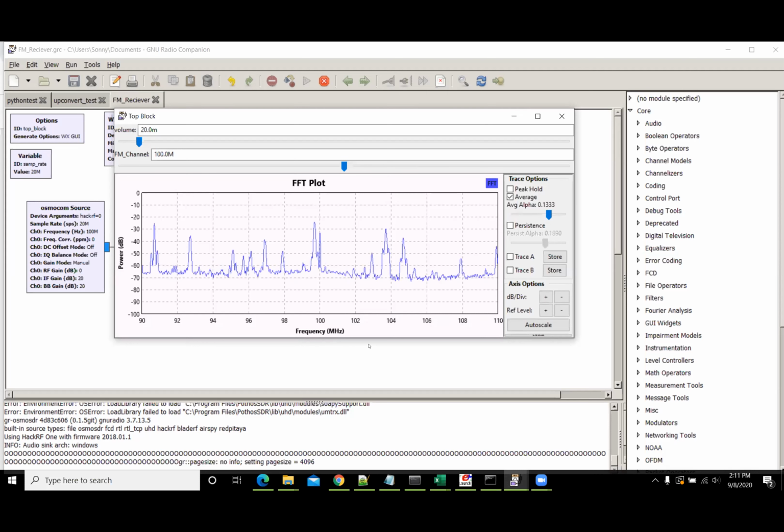Somebody wrote in the chat, frequency response of the receiver. What this FFT tells me is that there is a sine wave that this radio is picking up that is really close to 100 megahertz. This thing is telling me what are the frequencies that you can see. Somebody wrote in the chat, how strong the signal is. What it's telling me is how strong the signal is at 100 megahertz.